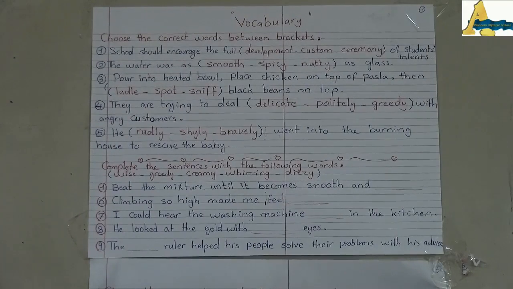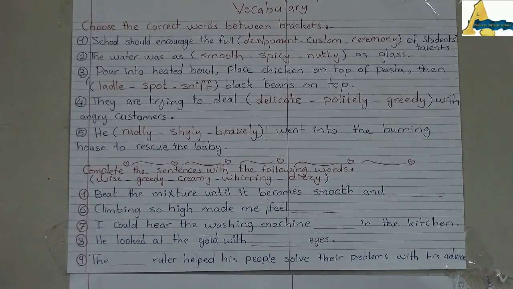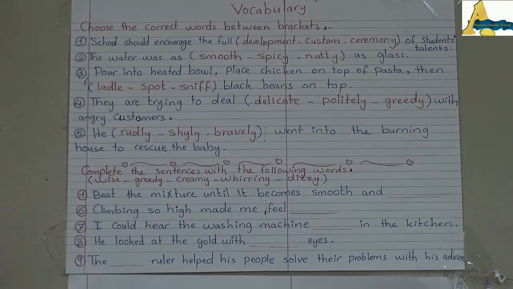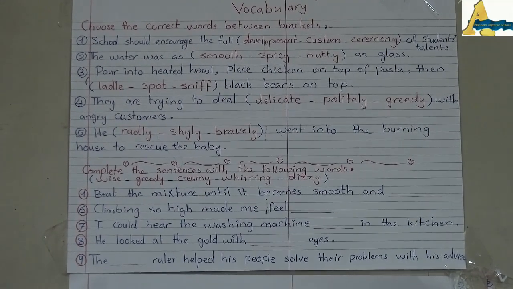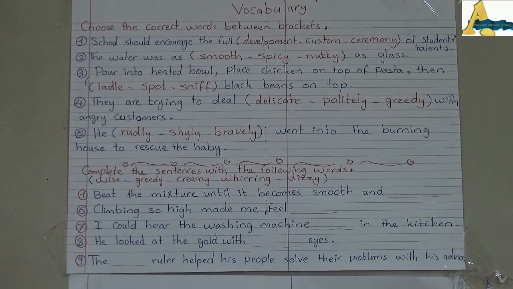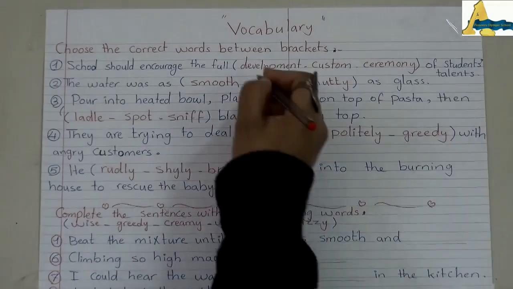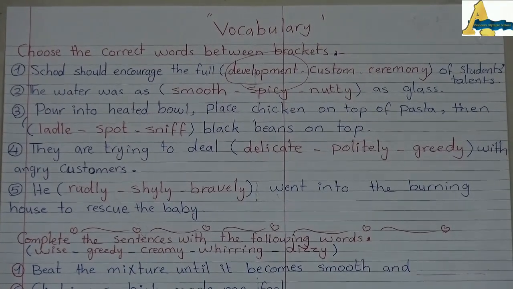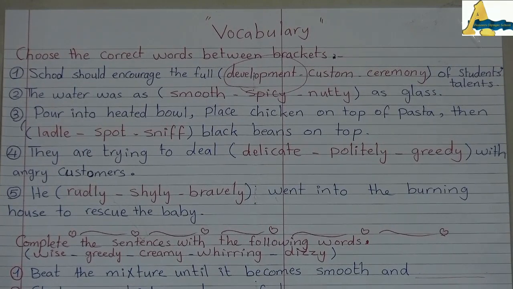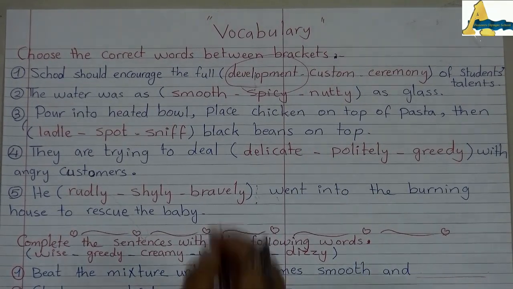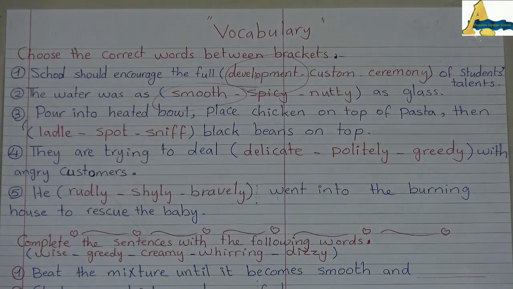Now let's move to the vocabulary part. Again, in your revision booklet. And for the first question, we will choose the correct words between brackets. Number 1, school should encourage the full development, excellent, of students' talents. Number 2, the water was as smooth as glass.